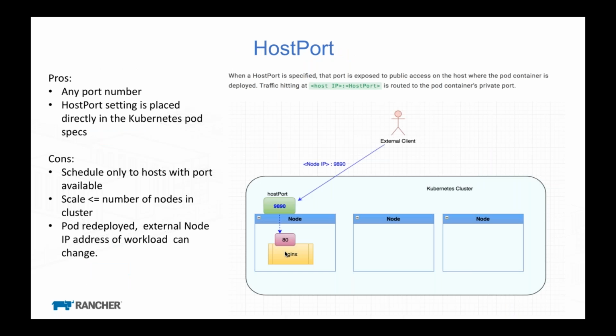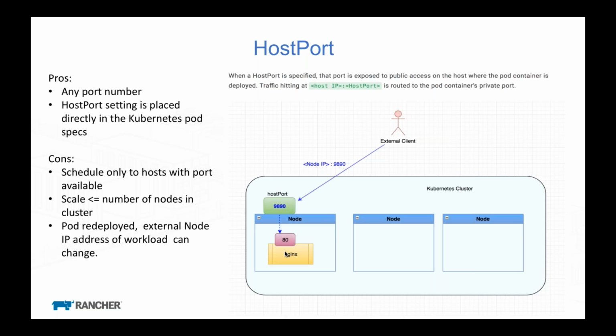A little bit about what the host port versus the node port is, and what the pros and cons of them are. Host port is basically opening a port on your Kubernetes node publicly. So if you specify a host port, any external client can reach your pod container using the host IP or the node IP and the host port which is exposed, and the traffic will be routed to your private container port.